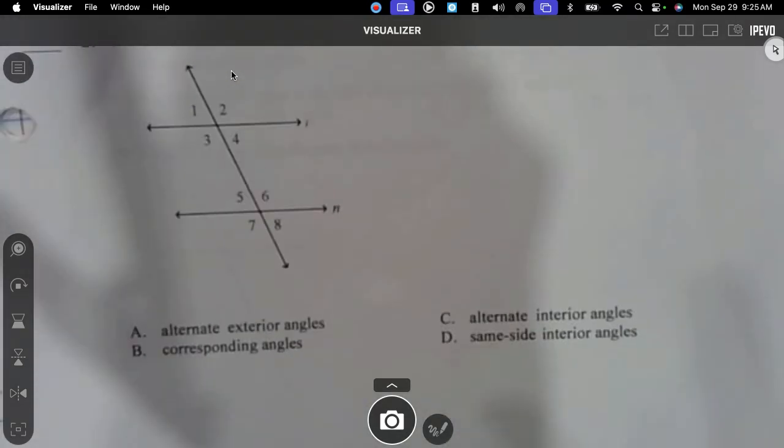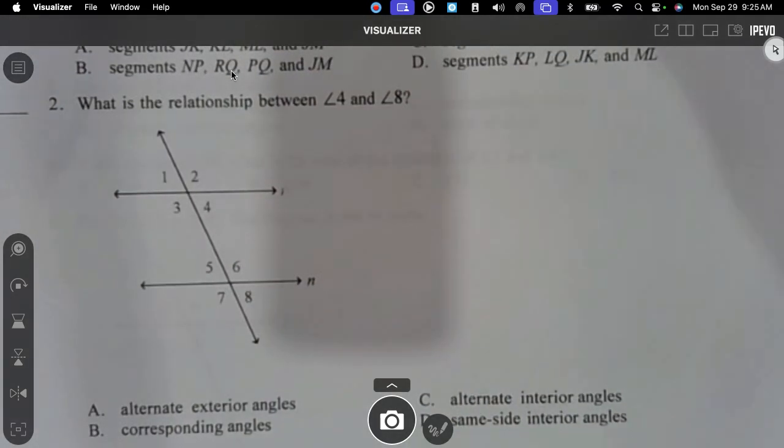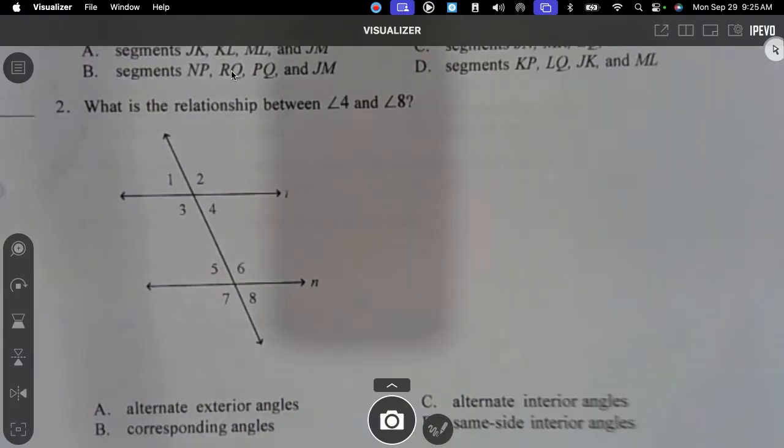Number 2, am I going too fast, y'all? Okay, y'all just say something if I am. Number 2 says, what's the relationship between angle 4 and angle 8? That means, what kind of angles are they? Corresponding. We've done that one several times today. Oh, I'm sorry. I didn't even realize there were answer choices down there. Yeah, there were answer choices. So it's B, corresponding.